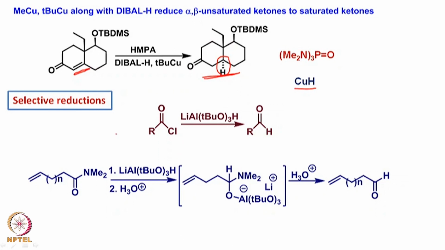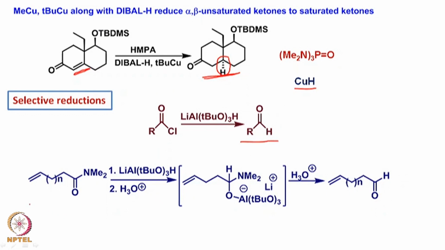Now we can also carry out selective reductions of, say, acid chloride, for example, with a reagent which is lithium aluminum tri-tert-butoxyhydride. Basically it has only one hydrogen, and since it is a sterically hindered molecule, it only transfers one hydrogen to this particular acid chloride, leading to the formation of the corresponding aldehyde.